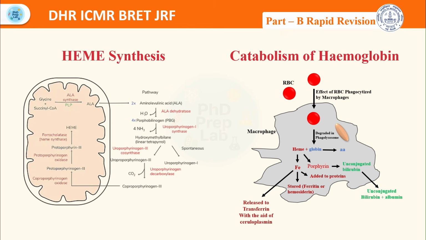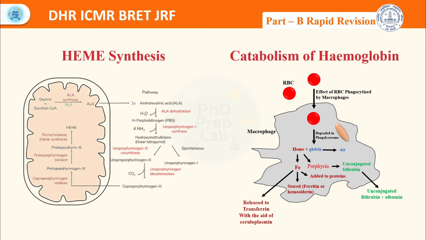Then bilirubin is unconjugated, it is indirect, and it is insoluble in water. This unconjugated bilirubin binds with albumin and is transported to the liver. In the liver, in the hepatocytes, the bilirubin is conjugated with glucuronic acid by the enzyme UDP glucuronyl transferase. This forms the conjugated bilirubin, which is water soluble.